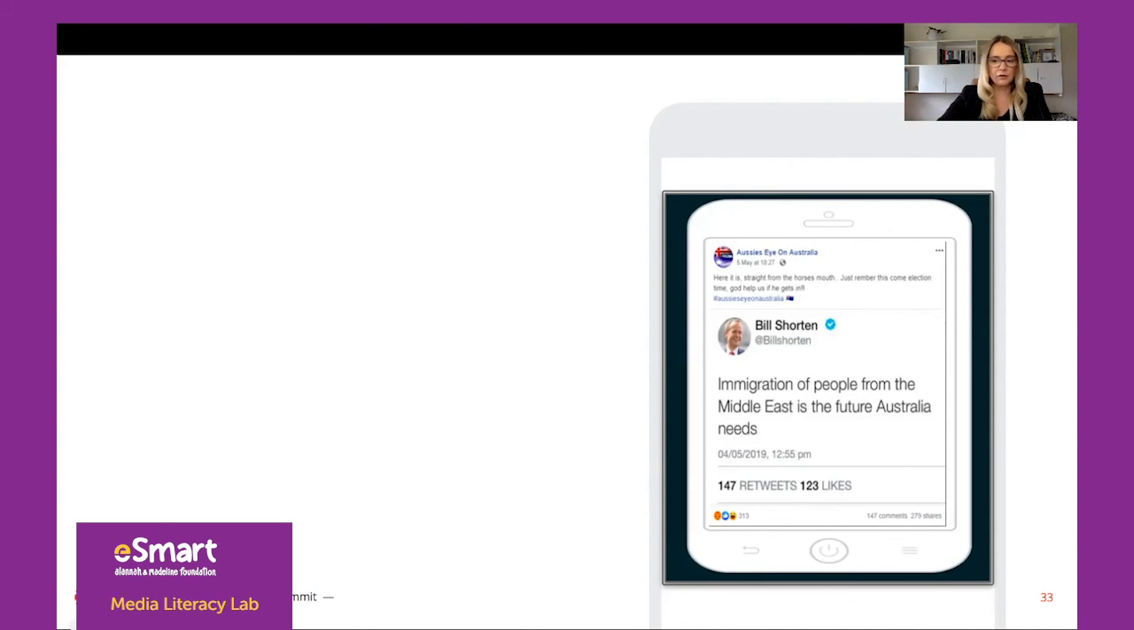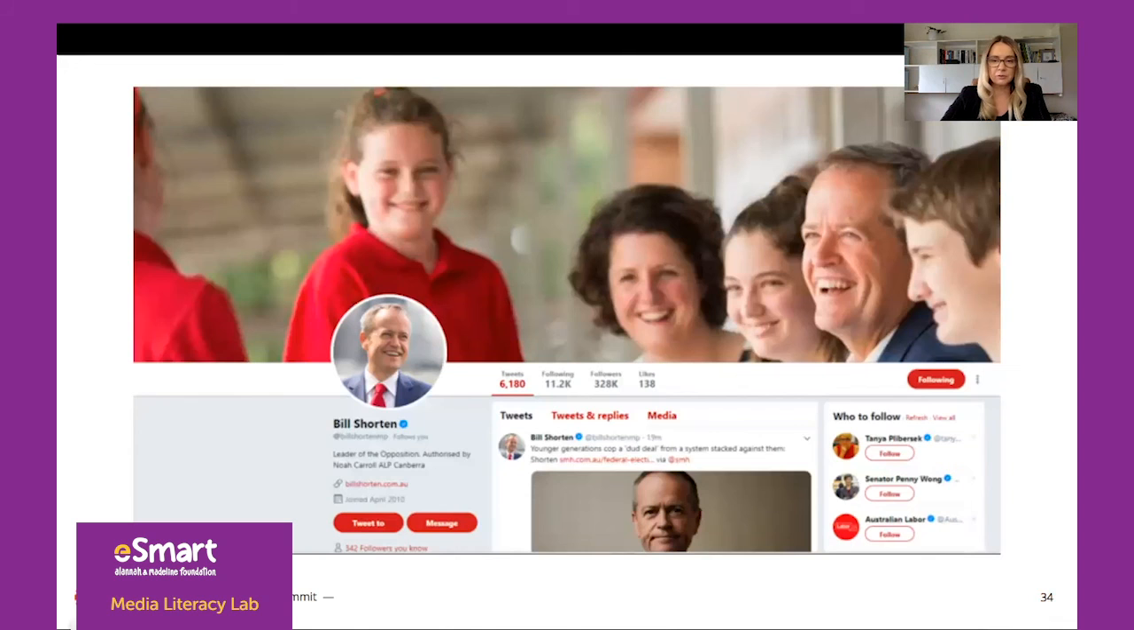And if you actually have a look at the real Bill Shorten handle, it has MP on the end. You probably can't see on the screen, but it has MP there, and he follows a lot of journalists, so that's not unusual to see that.